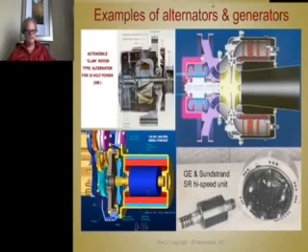Now here's an example of an integral permanent magnet generator that's connected to a jet engine here. In this case, one of these impellers is a compressor that compresses the intake air, and then ignition takes place. This is the compressor.